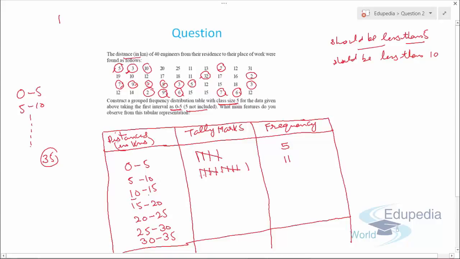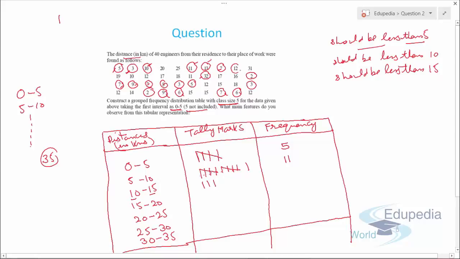Now from 10 to 15 we need not include 15, which means the value should be less than 15, right. So we need to count again, right. We can include this value 10, we have 1. Then we can include this value, this is another value, second. This we can include, this is the third value.